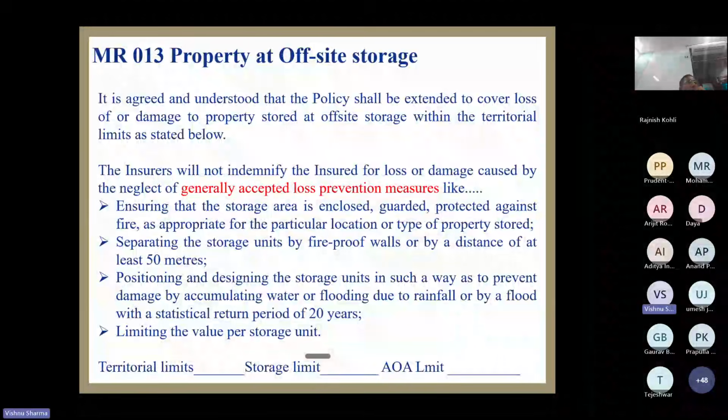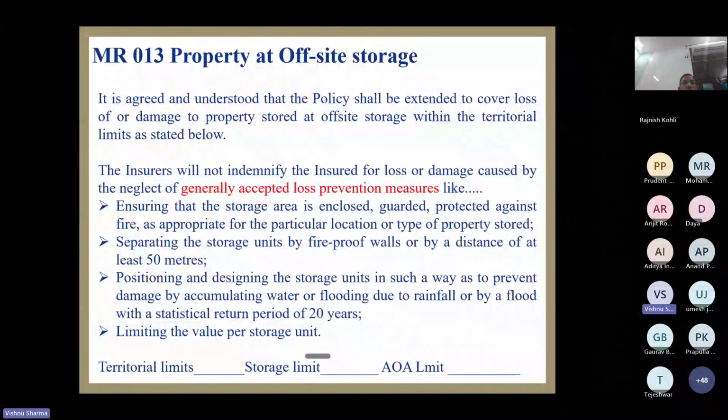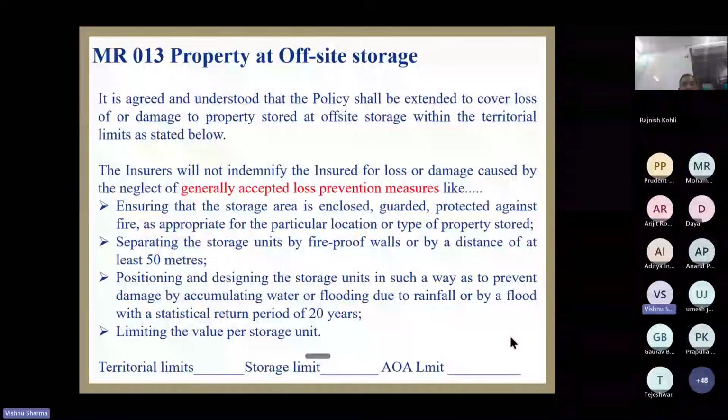Now the client is supposed to store all material above 2.5. At least 3 feet height he has to keep it at. So this is what he is supposed to take care of as per this endorsement. Otherwise, loss will not be paid. If you want a loss paid, you have to make sure that a return period of 20 years is taken into consideration, for flood, inundation, rainfall, and all these things.